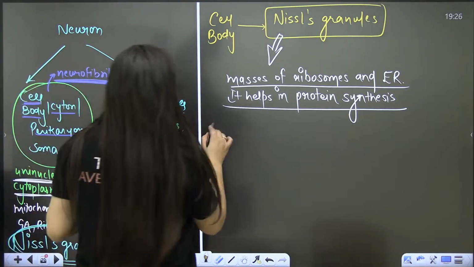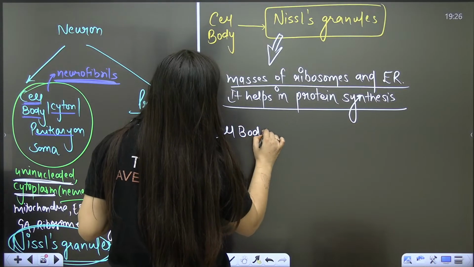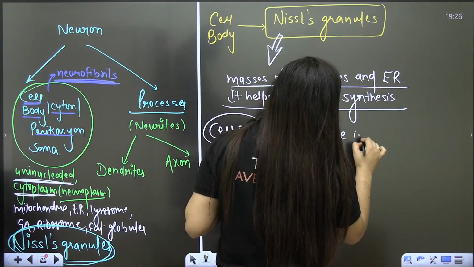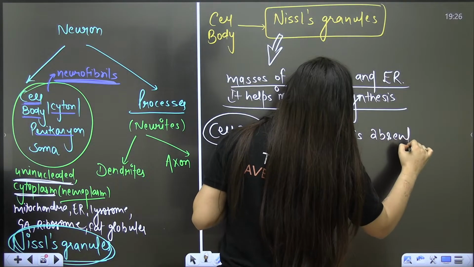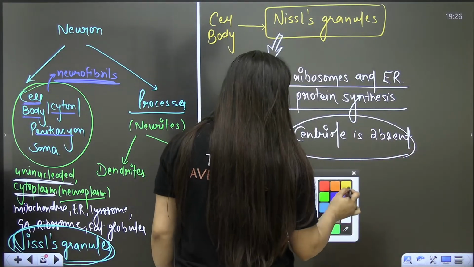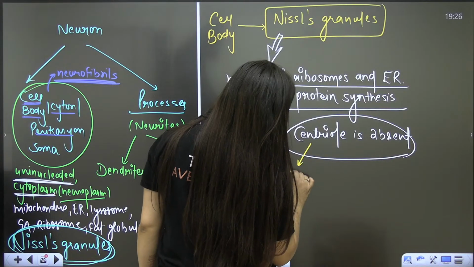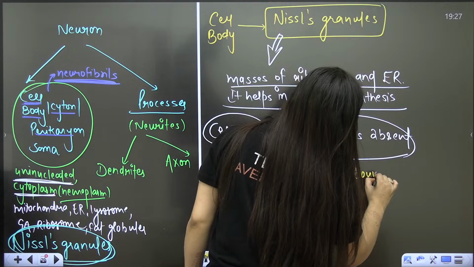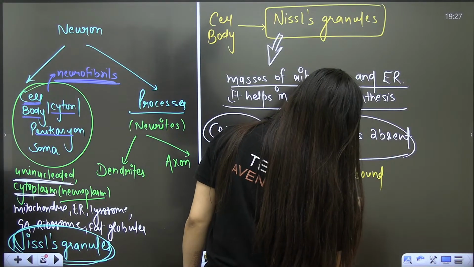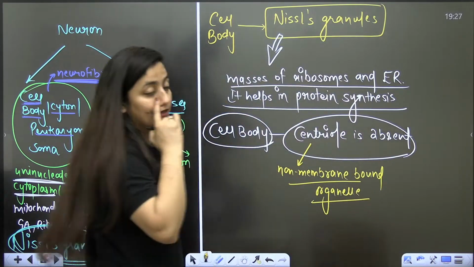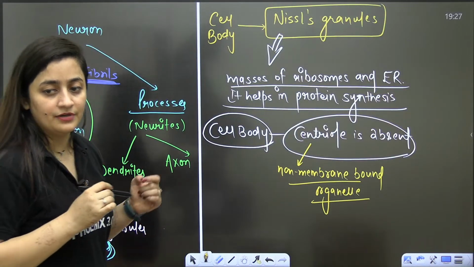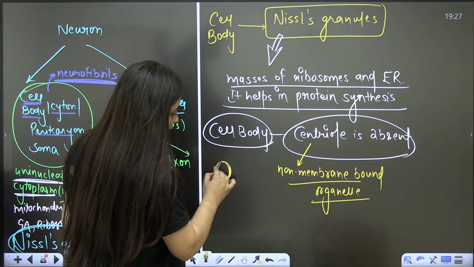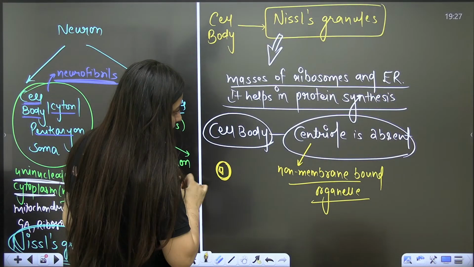And moreover, bache, in the cell body, we will see that centriole is absent. Centriole is absent here. Now, what is this centriole? Remember, it is a non-membrane bound organelle. If you remember the cell cycle chapter, there we talk about centrioles.